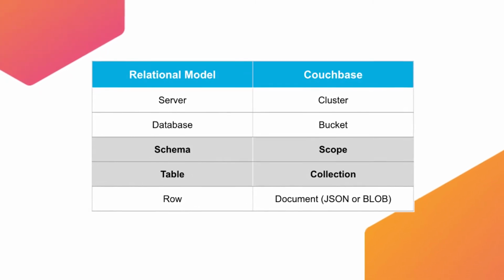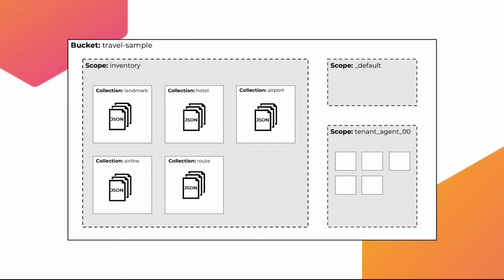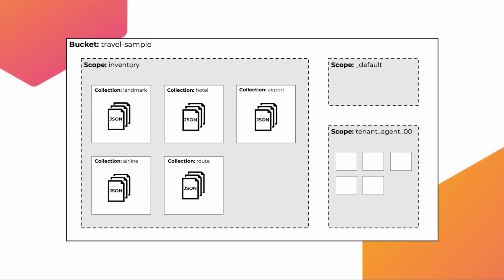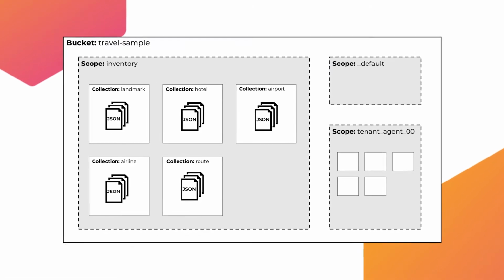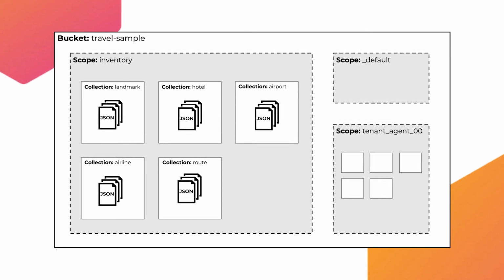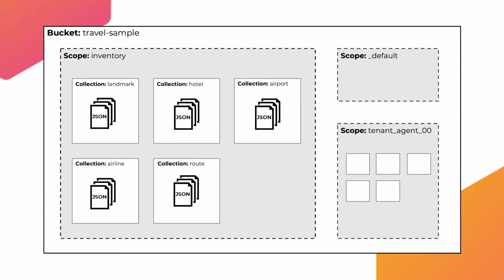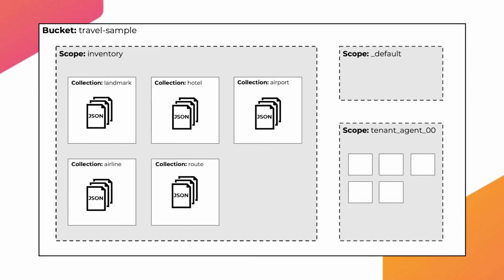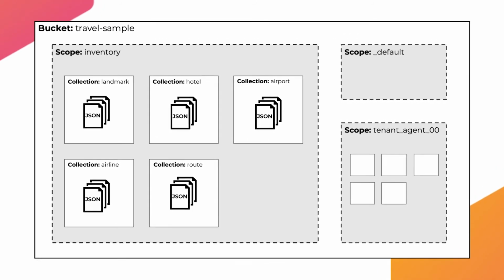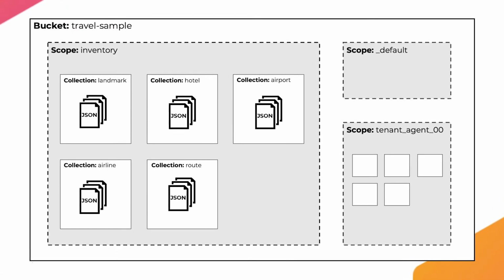For instance, the travel sample bucket that we just saw has the following structure. Under this bucket, we have a default scope called _default, another called inventory, and tenant_agent_00. Inside the inventory scope, we have five collections called Landmark, Hotel, Airport, Airline, and Route.